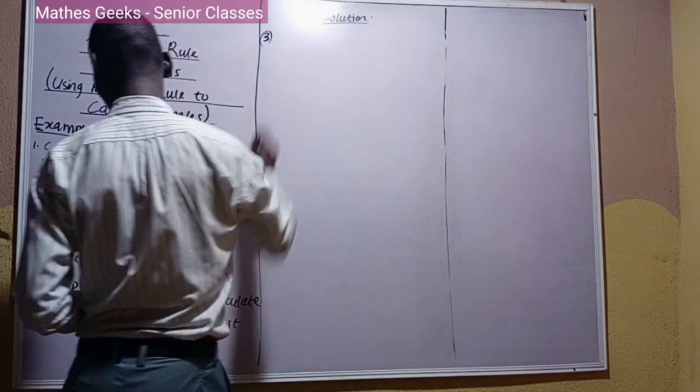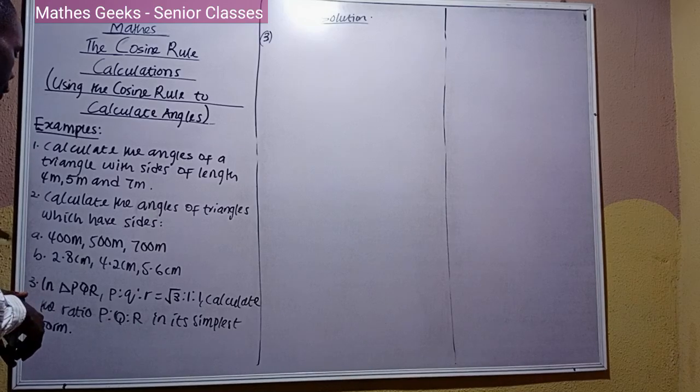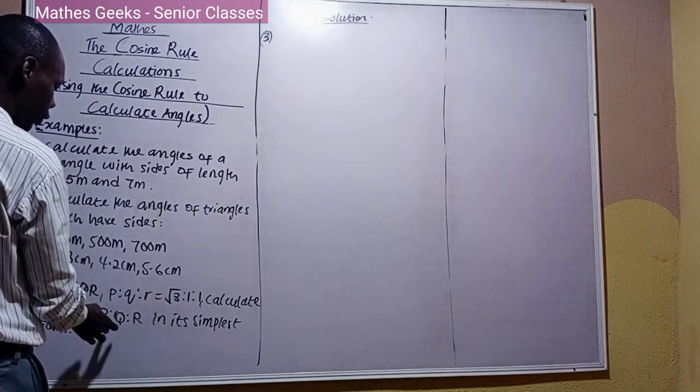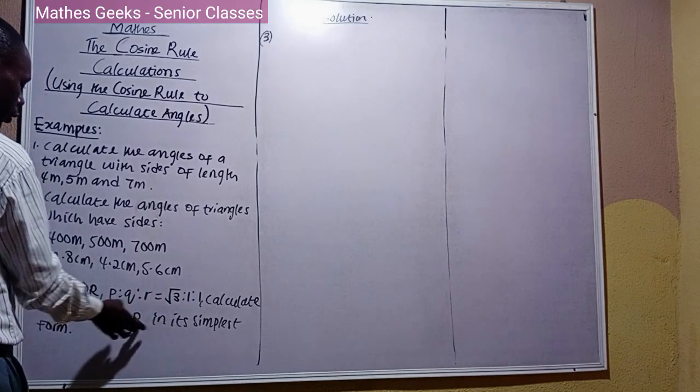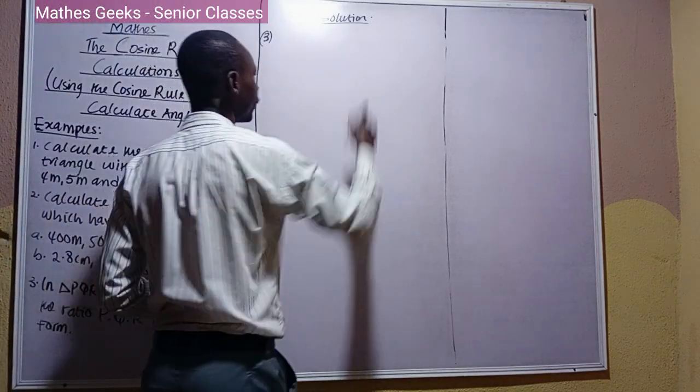Number 3. In triangle PQR, p ratio q ratio r is equal to root 3 ratio 1 ratio 1. Calculate the ratio P ratio Q ratio R in simplest form. So p, q, r is the size of the triangle, and P, Q, R is the angles of the same triangle. So let's sketch the triangle.